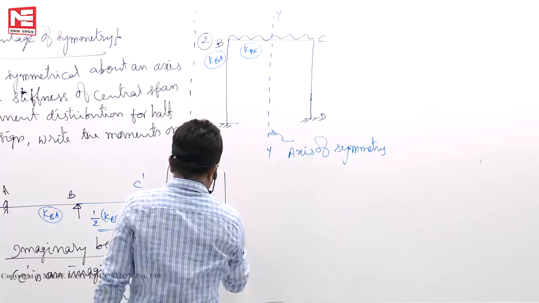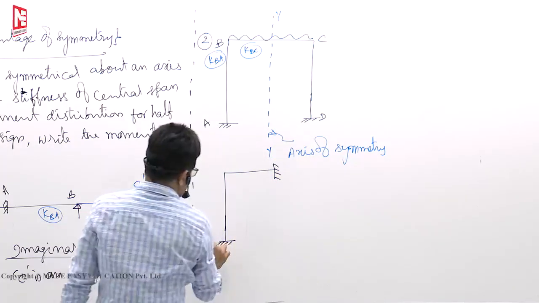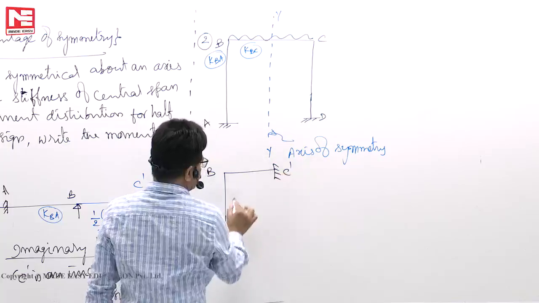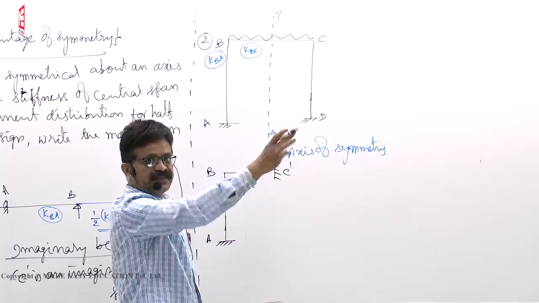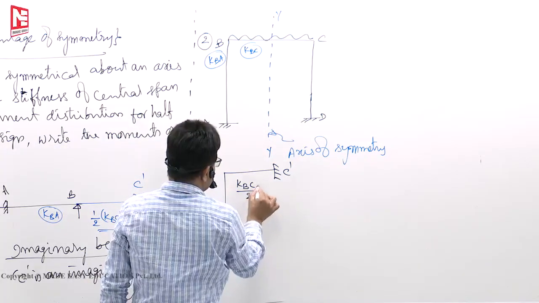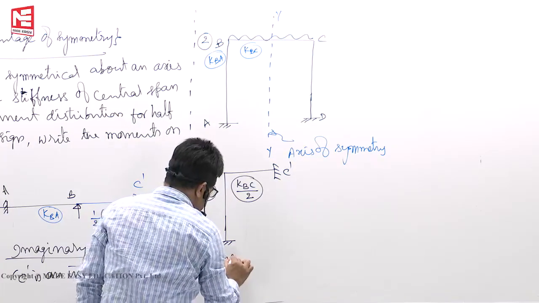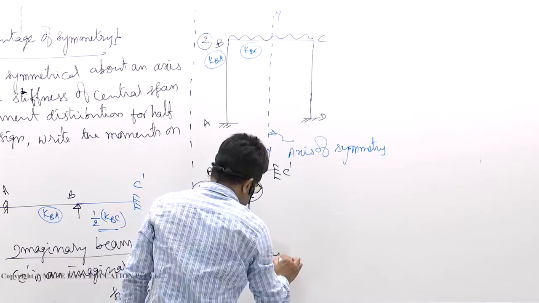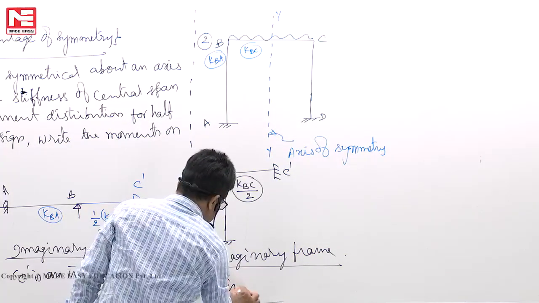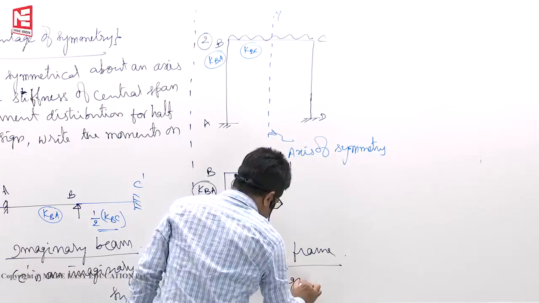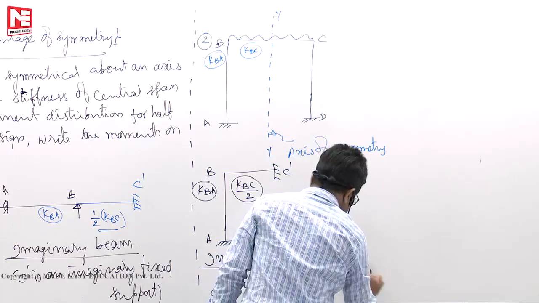That means your imaginary frame looks now like this: A, B, C dash. Now this BC dash length is not half of the original length; the stiffness is half of the original. This is KBC by 2, this is KBA. This is your imaginary frame. Again, C dash is an imaginary fixed support.